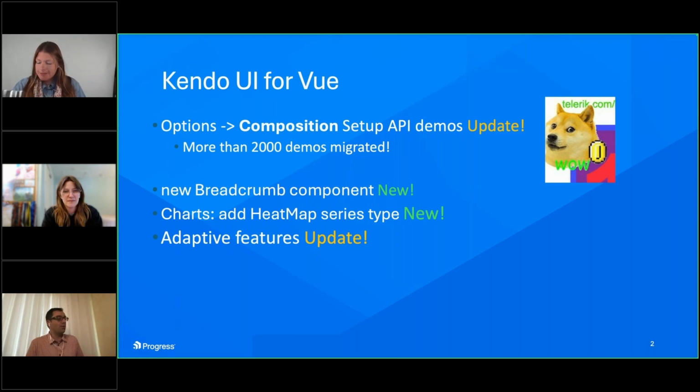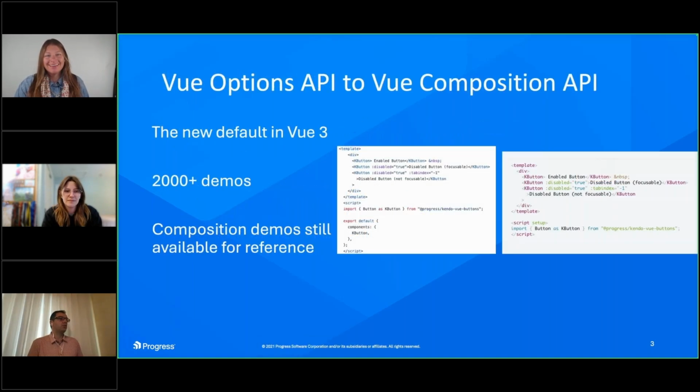We also have new components. The breadcrumb that was also much desired from our customers. It's a cool new component, and also the heat map that was missing from our charts flavor. We also have cool, nice adaptive features to show. So I go on and list them really quickly.